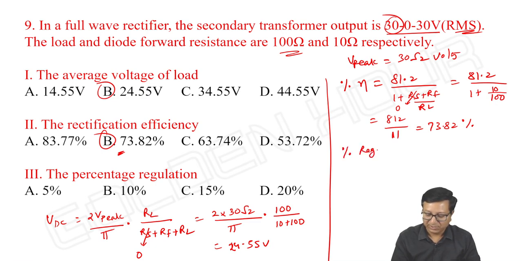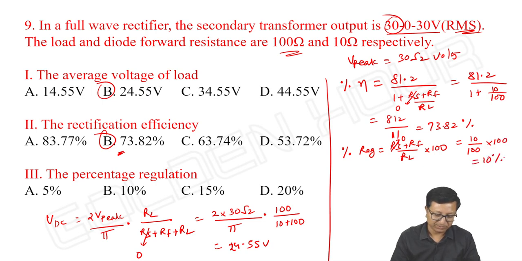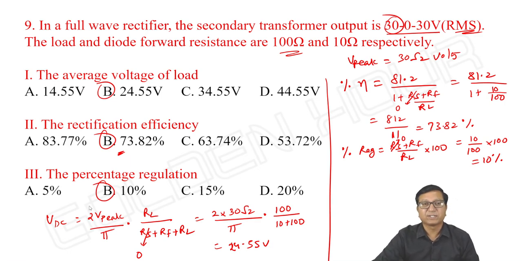And the percentage regulation. Percentage regulation is equal to (RS plus RF) by RL into 100. RS is anyway 0, RF is equal to 10 by RL 100 into 100. Its value is equal to 10%. Option B is correct. Okay, that's it. Like this, we can do this problem.